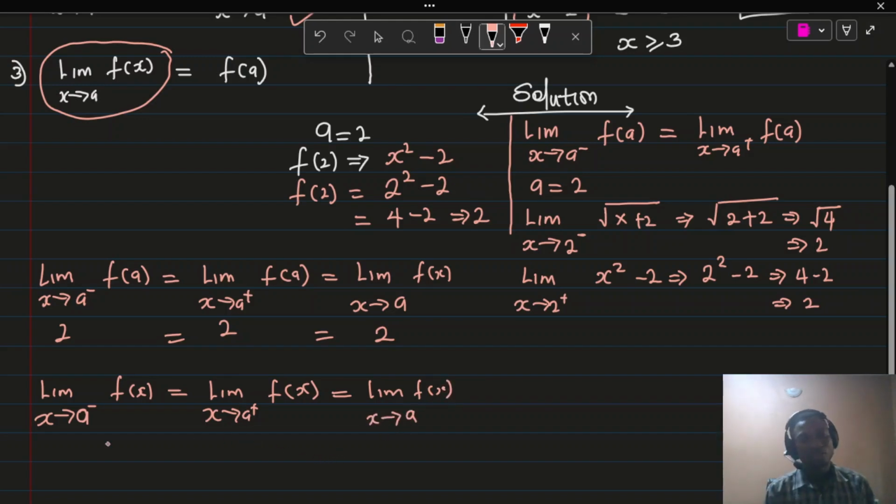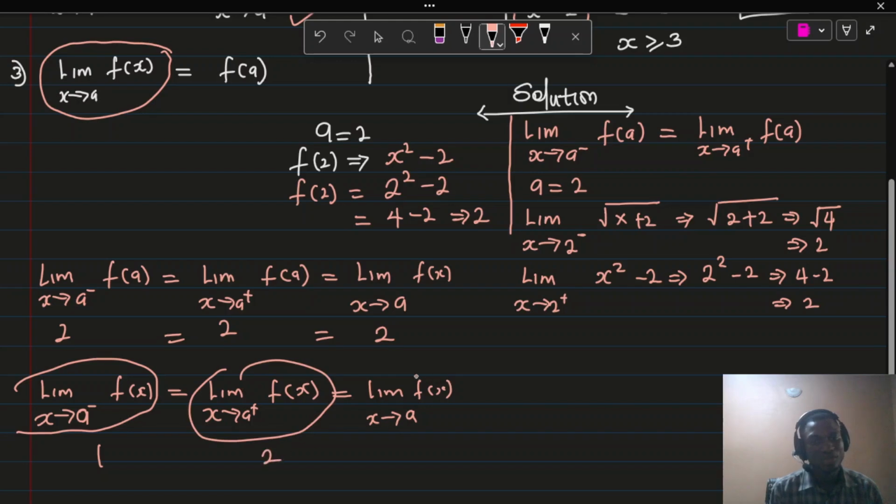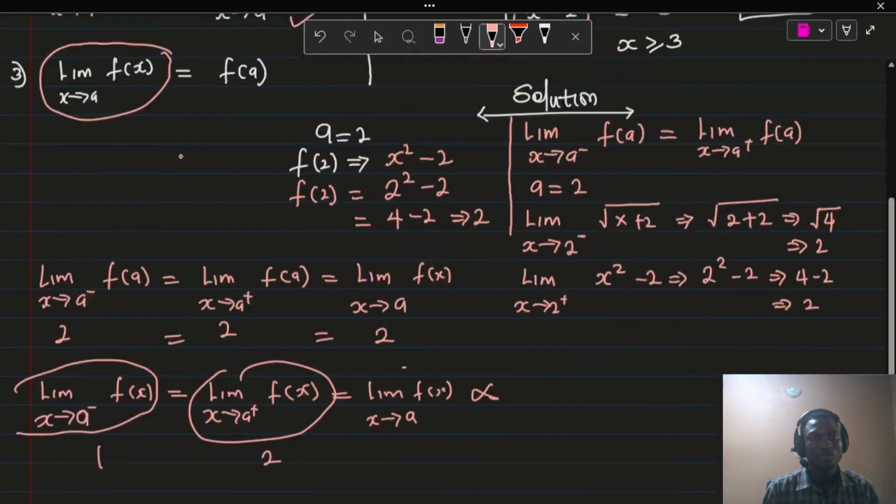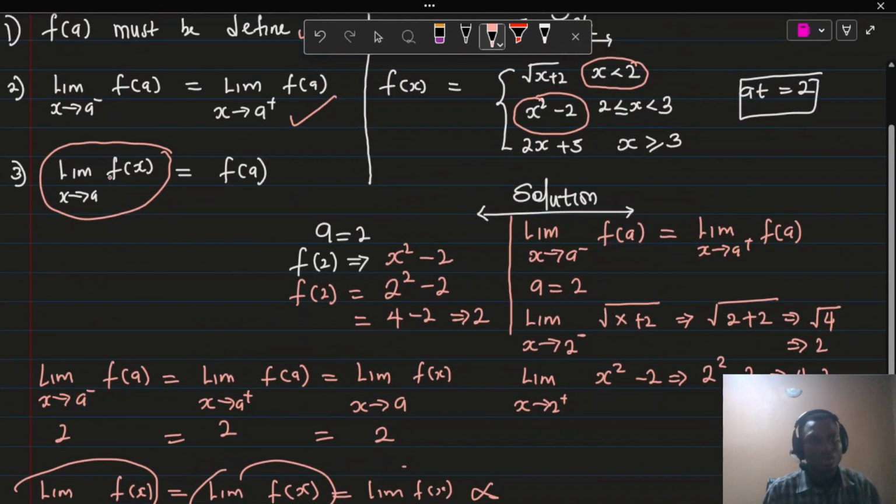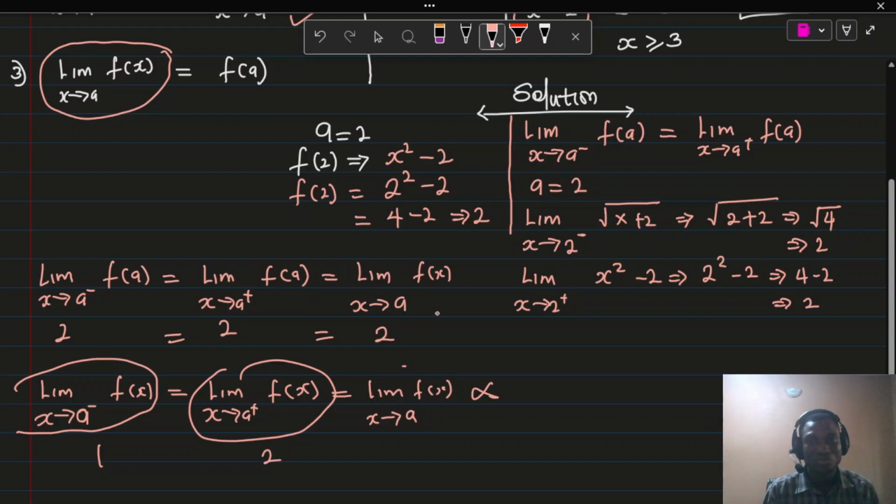as x approaches a. Now take note, let's assume that this one is equal to 1 and this one is equal to 2. Definitely this is not correct anymore. So for this to be correct, the left hand side must be equal to the right hand side. Please take note of that. Alright, going further, we only want to check this third one, limit of f of x as x approaches a. We know that the answer to that is 2 because the left hand side and the right hand side are equal. Now f of a, we've solved f of a to be this. Remember that our f of a is equal to 2.